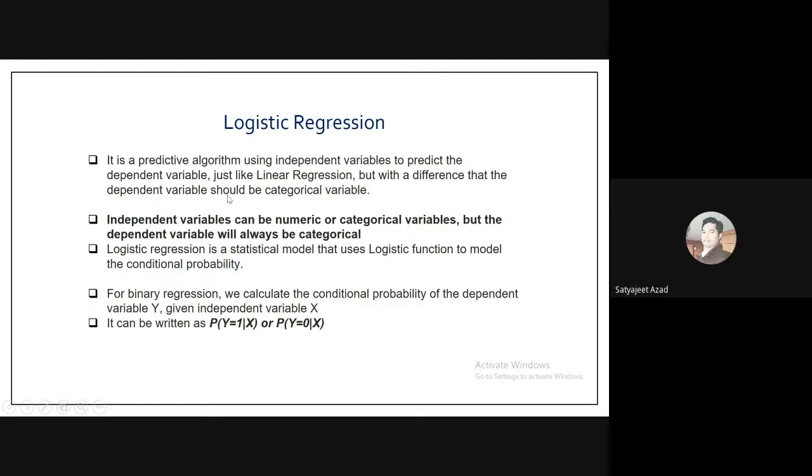Okay, so there is some thin difference between logistic regression and linear regression. Linear regression is basically a regression problem, regression ML. Logistic regression is a classification problem, you can say. It's a classifier basically. The independent variables can be numerical or categorical, but the dependent variable will always be categorical. This is typically how logistic regression works.